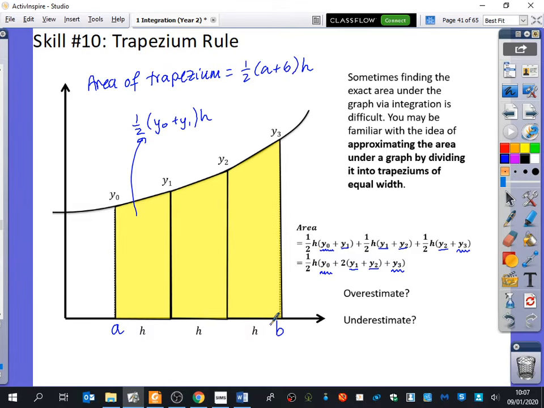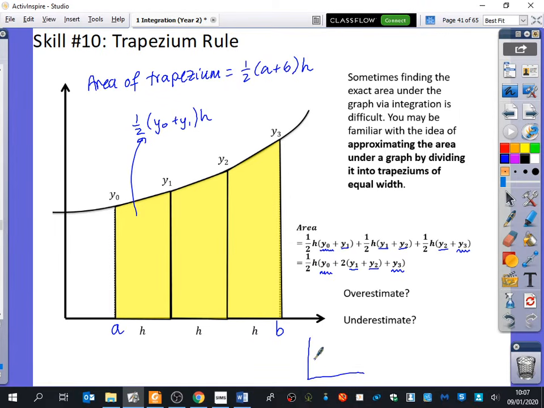Now, sometimes with the trapezium rule, they may ask you whether your trapezium rule is going to be an overestimate or whether it is going to be an underestimate. So I'm just going to draw maybe kind of an extreme sort of example here.